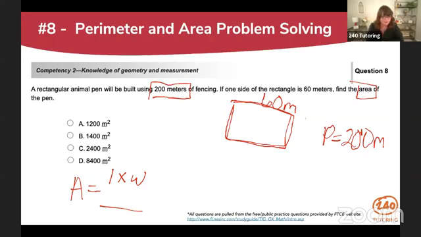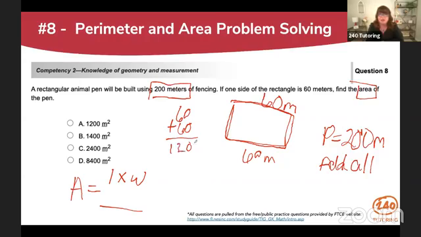You can just use some basic math knowledge. I know if I have a rectangle and this side is 60, the opposite side is also going to be 60 meters. So I know that perimeter means I add all the sides. So I can add the two that I have. 60 plus 60 is going to give me 120. I don't even need a calculator.